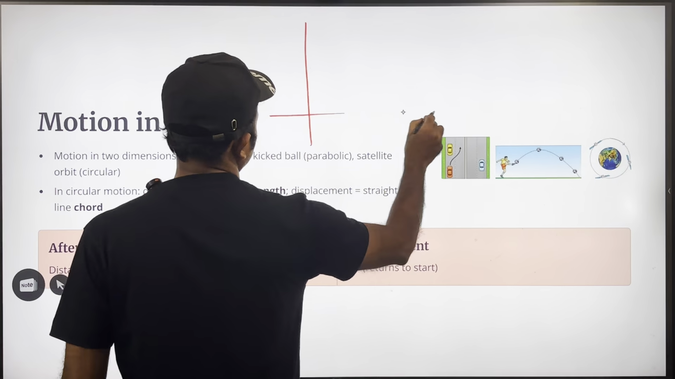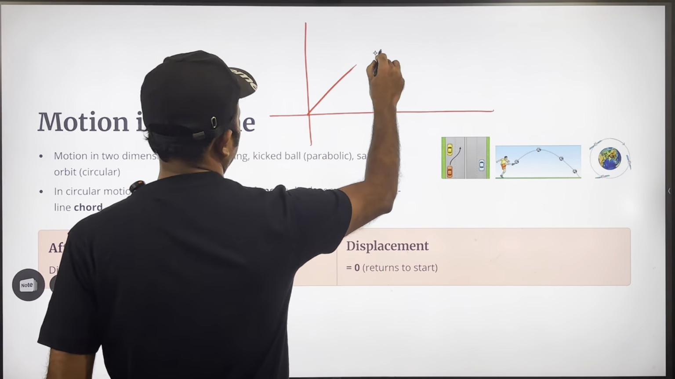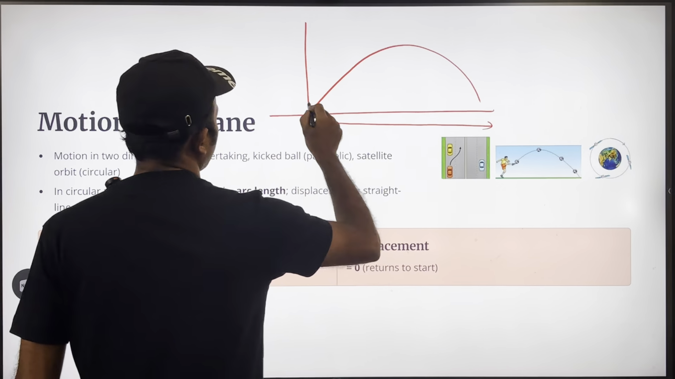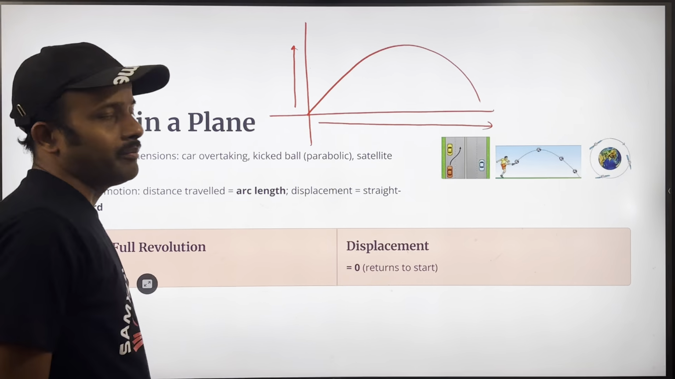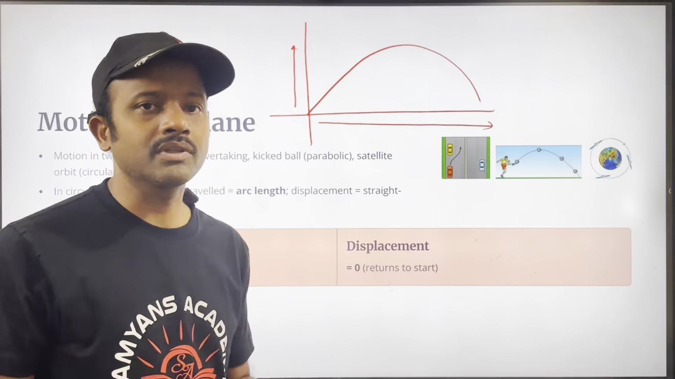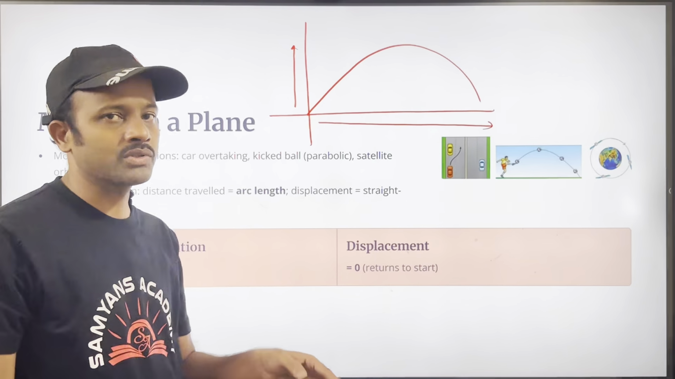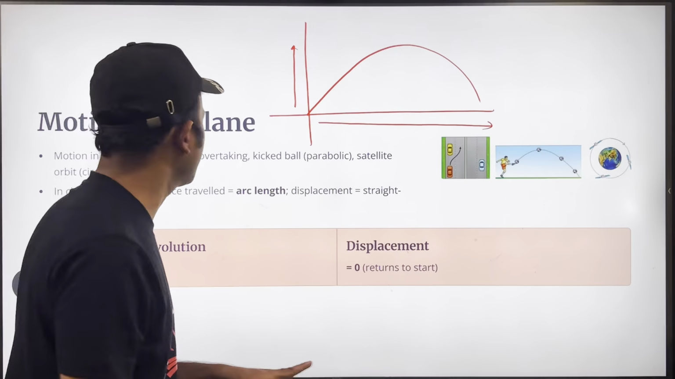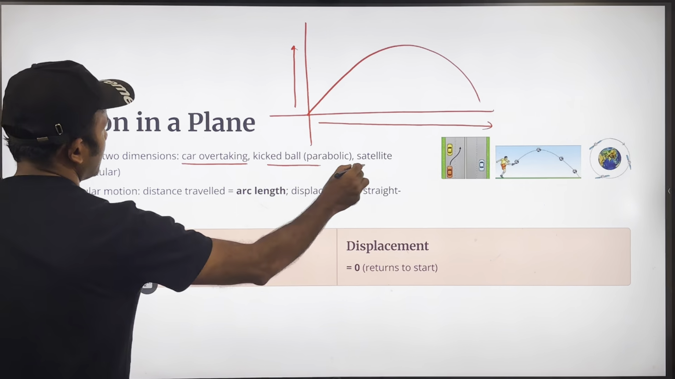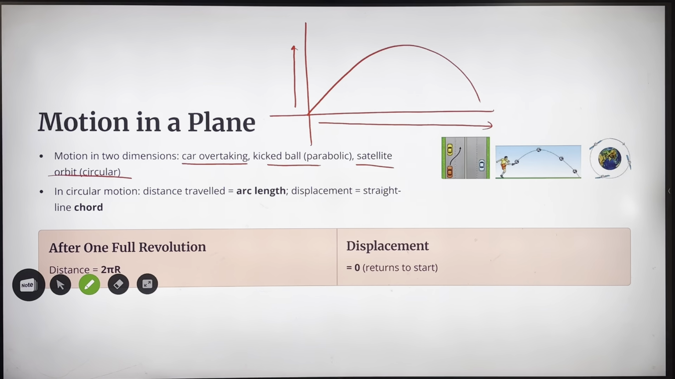Suppose this is the ball, it moves along the y-axis as well as it covers the x-axis. So along the x-axis it is moving, along the y-axis it is also changing. This means if an object covers both dimensions, this is an example of two-dimensional motion. Two-dimensional motion is an example of motion in a plane, right? So motion in two dimensions means car overtaking, kicked ball, satellite orbit. All these are examples of motion in two dimensions. And in circular motion, distance traveled equals arc length, displacement equals the straight-line chord.